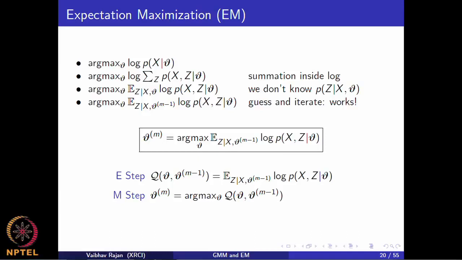The entire EM algorithm can actually be represented by just this one line. You start with some guess, and then for the next guess you calculate the expectation of the complete data log likelihood under the distribution of the missing data using the previous guess. This is broken down into two steps: in the E step you compute this expectation, and in the M step you maximize this Q and get the next set of parameters.